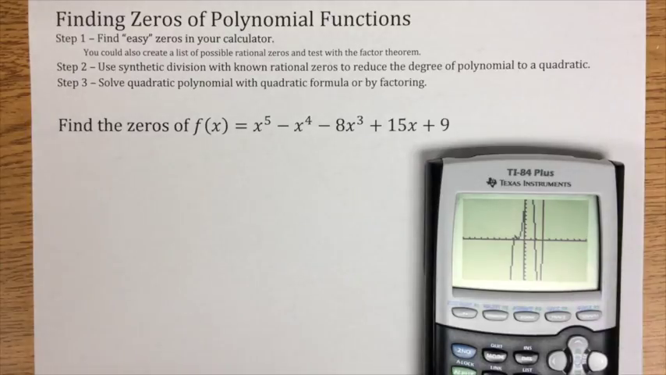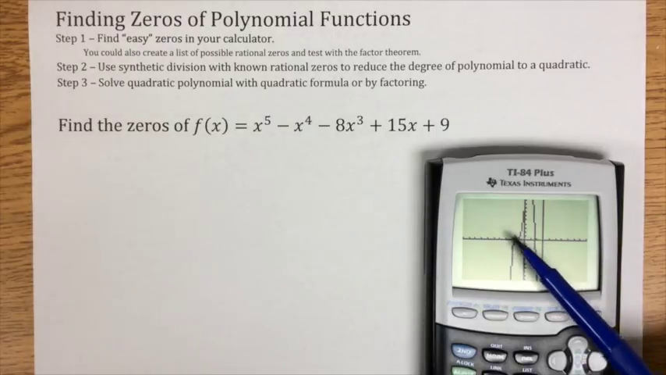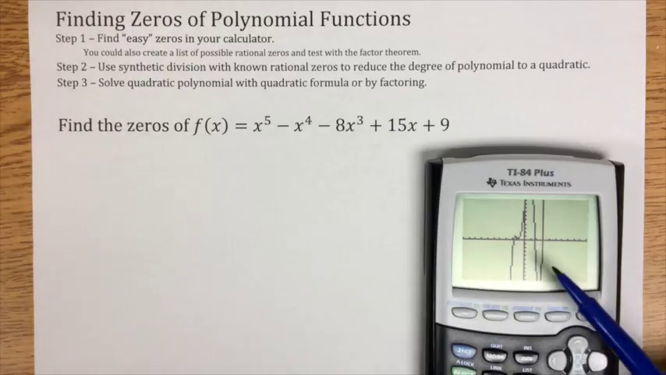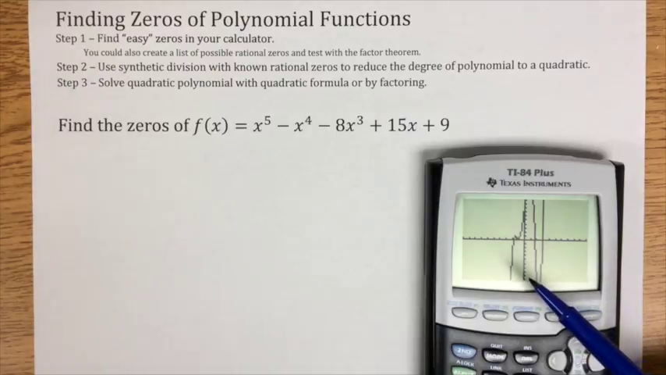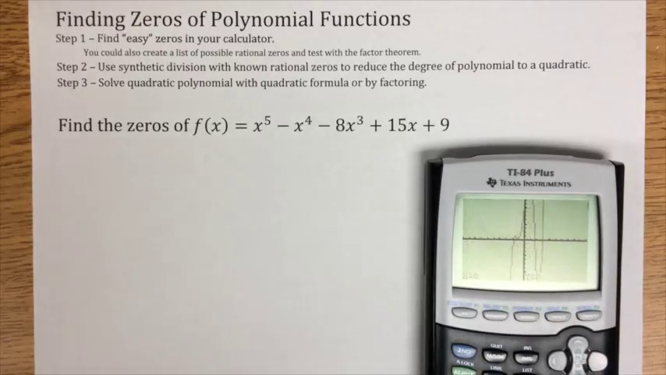I'm going to zoom in a bit. I want to see what's going on right there. It looks like I have 1, 2, 3. I can't tell if that is crossing or touching and turning back around. And if you remember multiplicity, if it's touching and turning back around, that is a repeated zero. And so we'll want to write that one down twice.